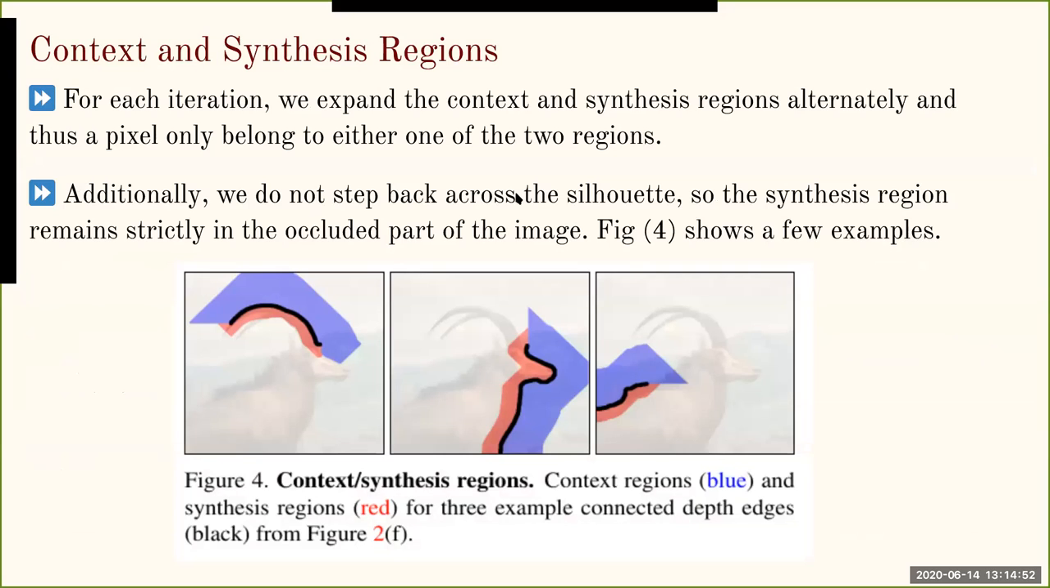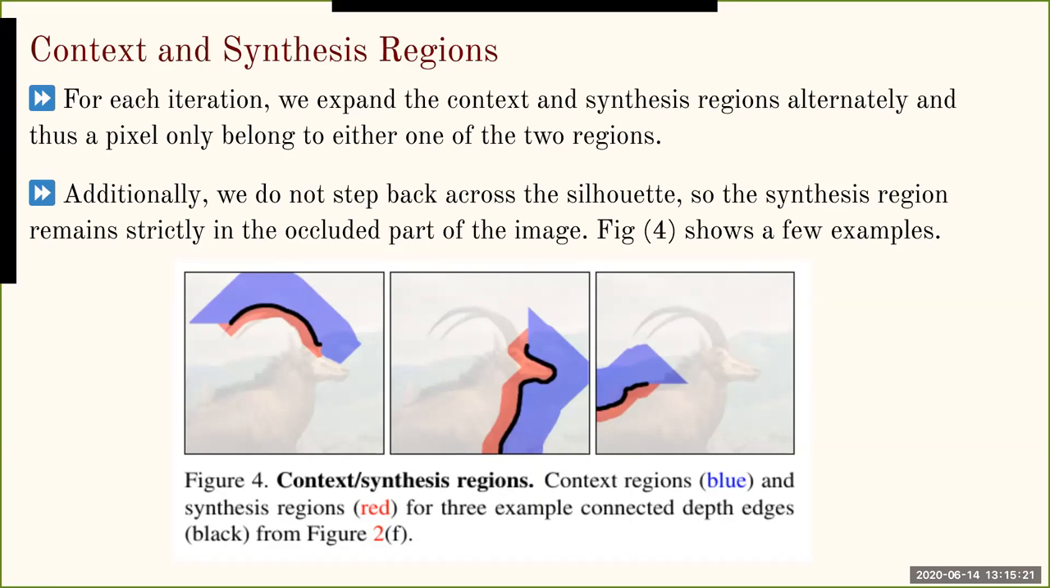So how are we performing the context and synthesis region for this part? For each iteration, we expand the context and synthesis region alternately, and thus a pixel only belongs to one of these two regions. So either a pixel belongs to this layer or this layer. Okay, so we will do this iteratively. So we will create some layers to get an idea of how many layers are possible.